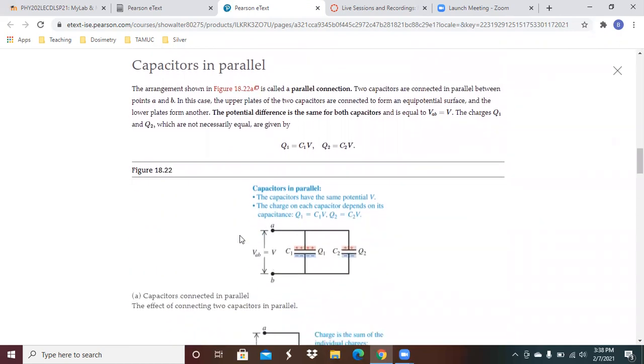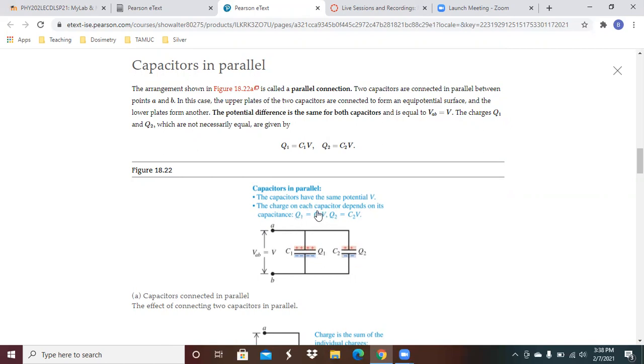Now, that's if they're in series. What happens if they're in parallel? If they're in parallel, you're going to have a pathway in which you just go through one capacitor and another pathway in which you go through a different capacitor. Now, in parallel, the capacitors are going to have the same potential. The charges, however, are going to be divided up a little bit differently.